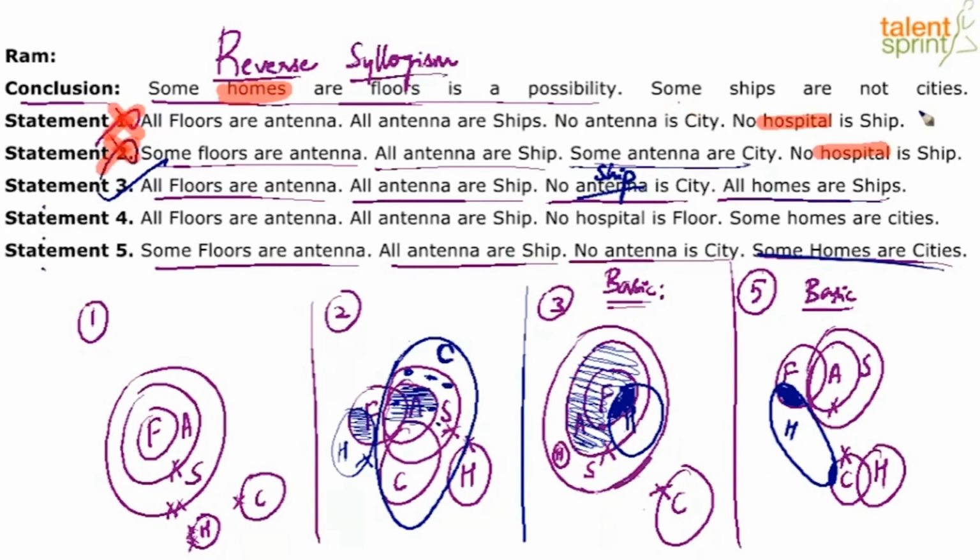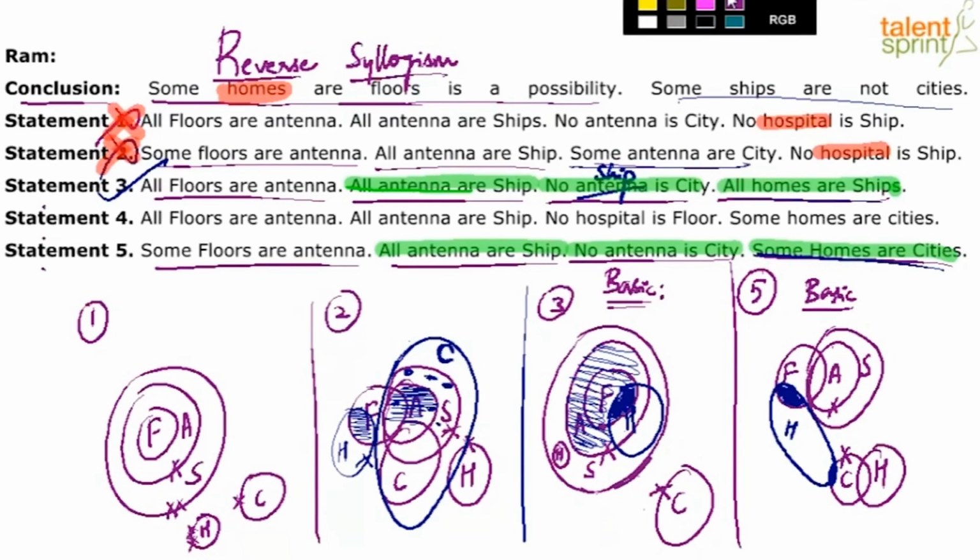What is the second conclusion? Some ships are not cities. Is that true? Well, yes, like what we have seen in the previous case. In statement 3, the same is applicable for statement 5 as well. I'll highlight two portions here. All antenna are ship, no antenna is city, and some homes are cities. So the same statements. Because the set of statements is the same, I think this conclusion will follow in the fifth case also: some ships are not cities.